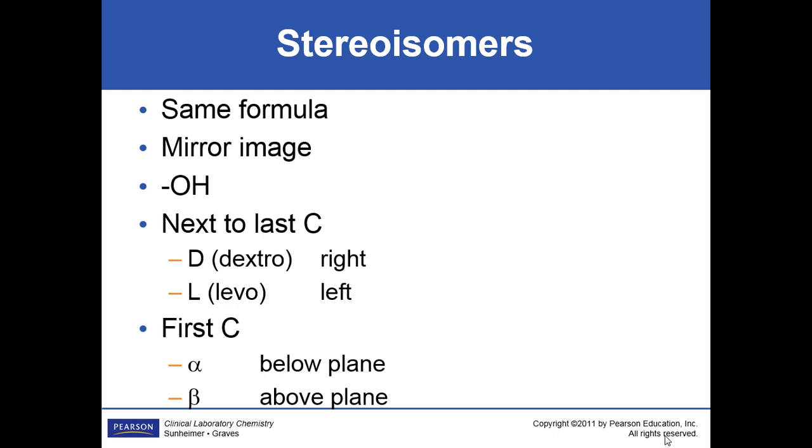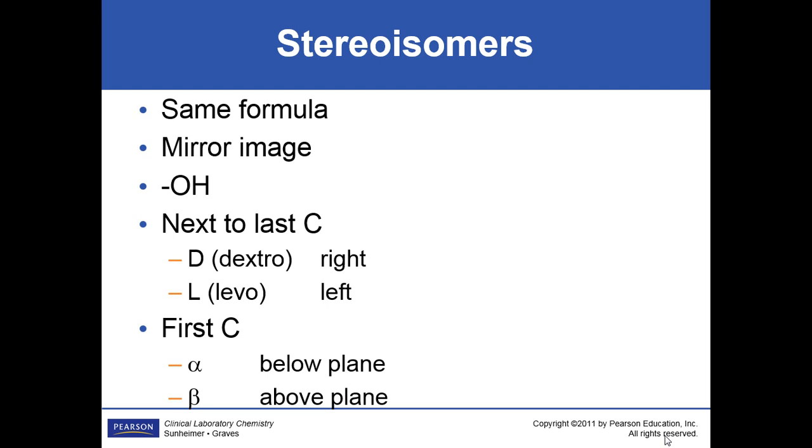Now, if this OH group is next to the last carbon, so say you've got a glucose, and we're talking about carbon number 5 next to the last of a hexose. If it's on the right side, it's tagged D. Dextro is right. If it's on the left side, it's tagged L. Levo is left. Now that one kind of makes sense. Left, you get an L, but D is for the right side.